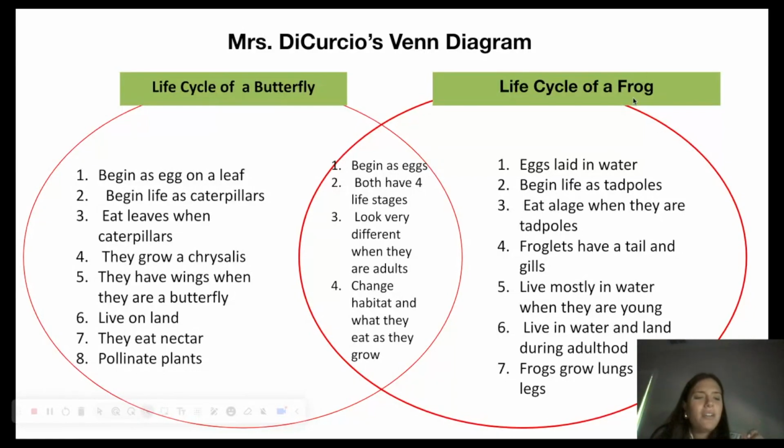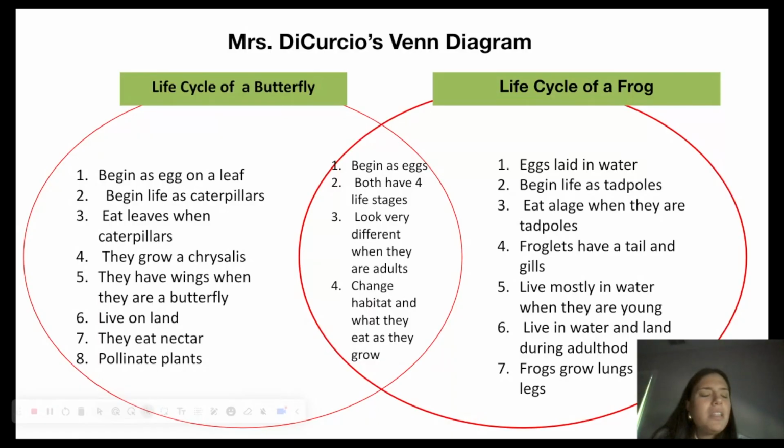So frogs have their eggs laid in water, and as the video talks about, not all those eggs survive, right? Because of things like rain, even though they have that protective jelly around them, rain, other animals eat them. So frogs begin as tadpoles, and while they're tadpoles, they eat the shells that they were born in, and then they also eat algae. And then after they've eaten enough algae, they become froglets, and froglets have tails and gills. Butterflies don't have tails, right? I've never seen a butterfly with a tail. I don't know about you.